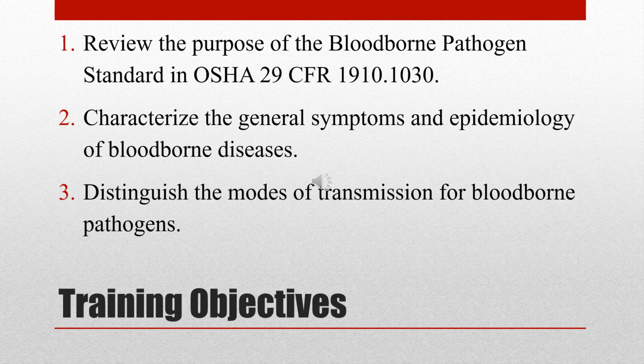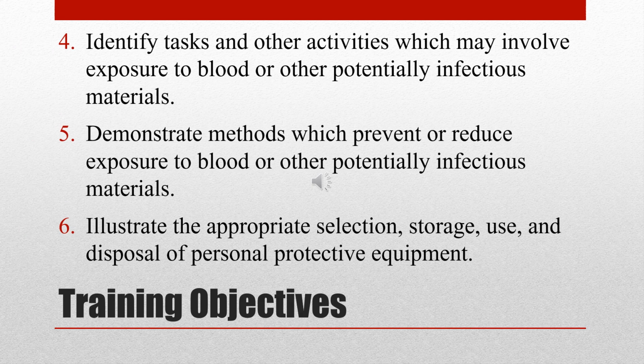In recapping our objectives, we reviewed the purpose of the Bloodborne Pathogen Standard in OSHA 29 CFR 1910.1030. We characterized the general symptoms and epidemiology of bloodborne diseases, and we distinguished the modes of transmission for bloodborne pathogens. We also identified tasks and other activities which may involve exposure to blood or other potentially infectious materials. We demonstrated methods which prevent or reduce exposure to blood or other potentially infectious materials, and we illustrated the appropriate selection, storage, use, and disposal of personal protective equipment.